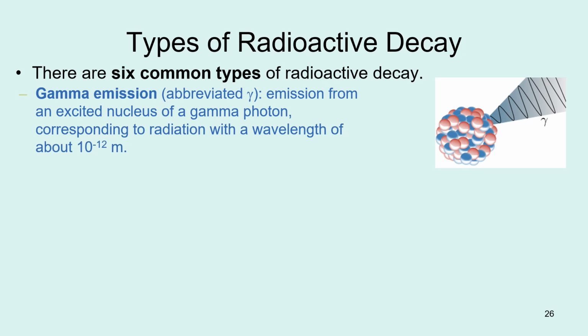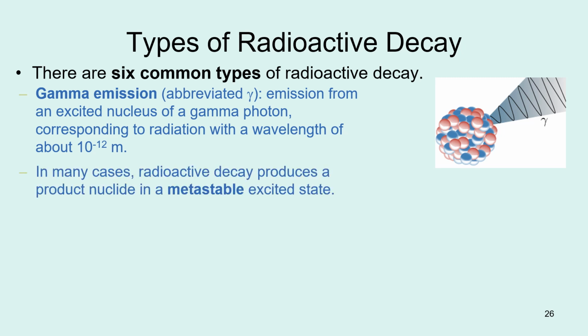One other, we talked about gamma emission. Gamma emission is not a particle at all. It's actually just energy, emission from an excited nucleus. It sends out a photon, which is really like light. It corresponds to a wavelength of about 10 to the minus 12 meters, a little bit smaller than an X-ray. So it's very, very dangerous, but it's not an actual particle. It's just energy. A lot of times a radioactive decay produces a metastable excited state, and then it just gives off the energy to come back down.